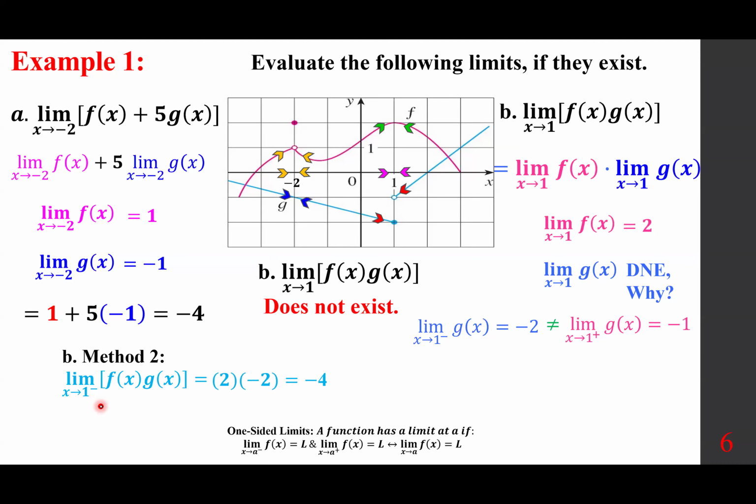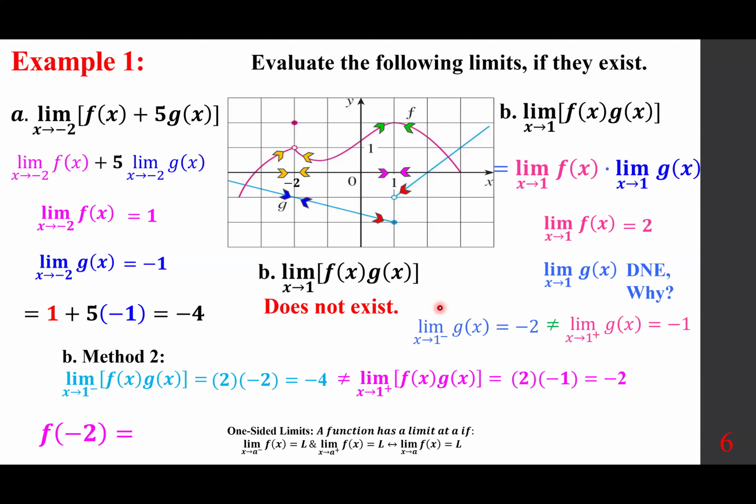Now, for the right side, the limit of f of x times g of x as x approaches 1 from the right, I go back to this one. Again, from the right or left makes no difference. This is 2, but this one from the right is -1. So 2 times -1, -2 is different than -4. So either method is fine. I just want to make sure you are comfortable with that.